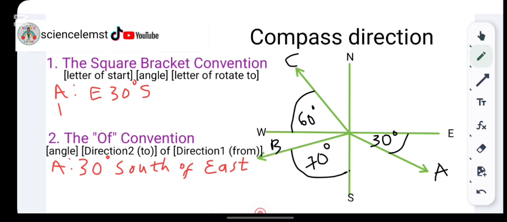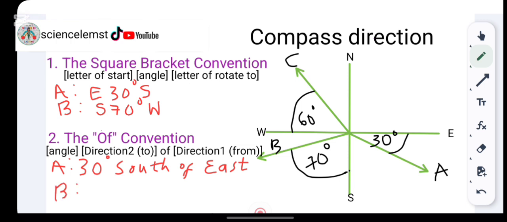So for vector B, I'm going to have what? I start at the south, I rotate 70 degrees, I rotate 70 degrees to the what? To the west.